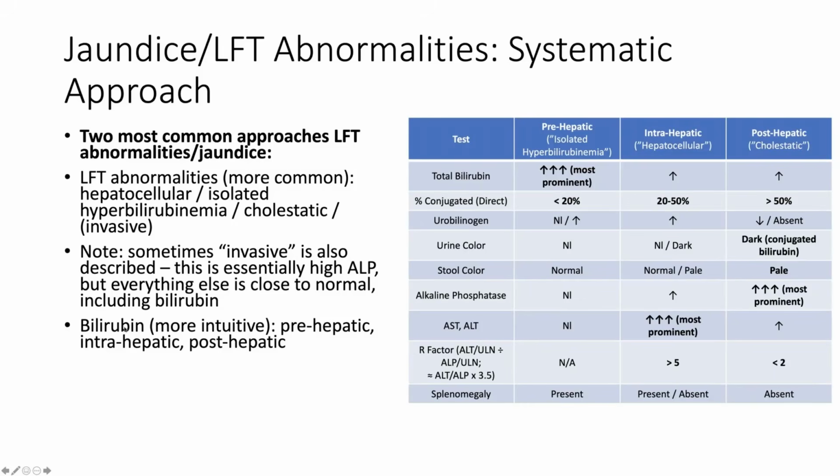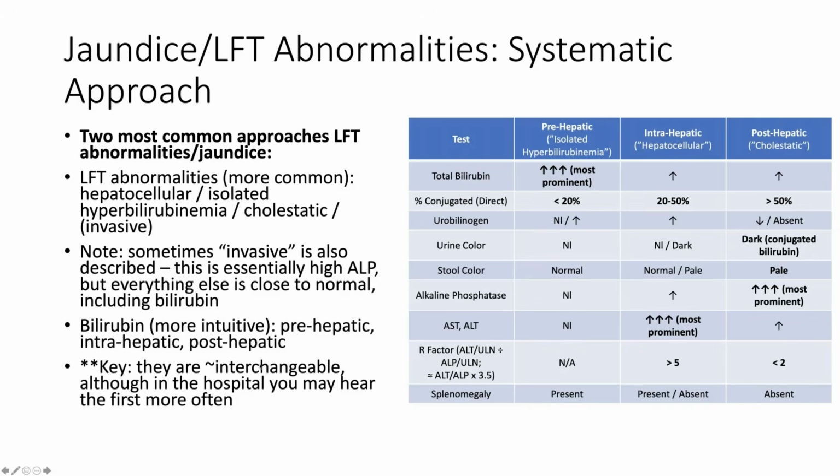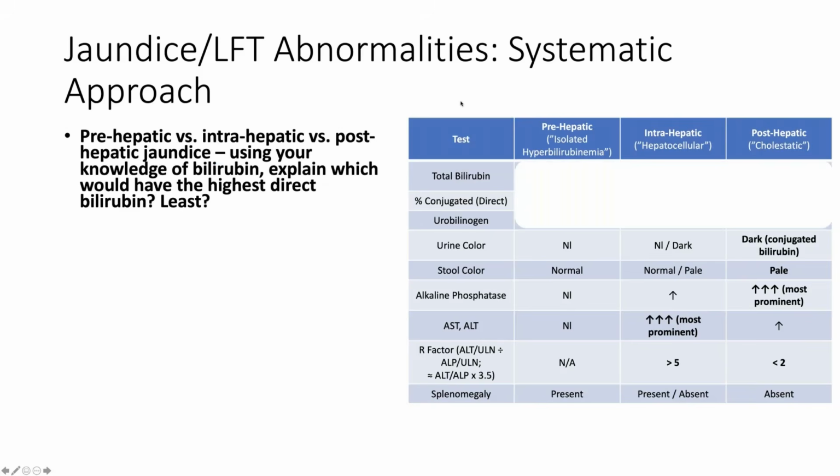The more intuitive way of thinking about bilirubin is to look at causes of jaundice. For causes of jaundice, one schema is to say prehepatic, intrahepatic, or posthepatic. They're essentially interchangeable. In the hospital, you'll probably hear this more often, but in your head, I think it's actually more useful to think in terms of pre and post. But I included both so that you can rock both the intuition as well as the fancy terms. So let's go to Paula.